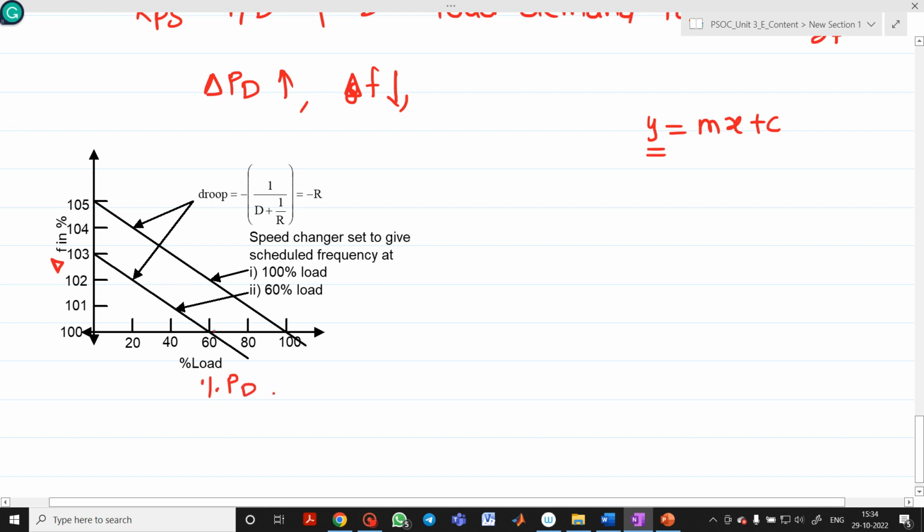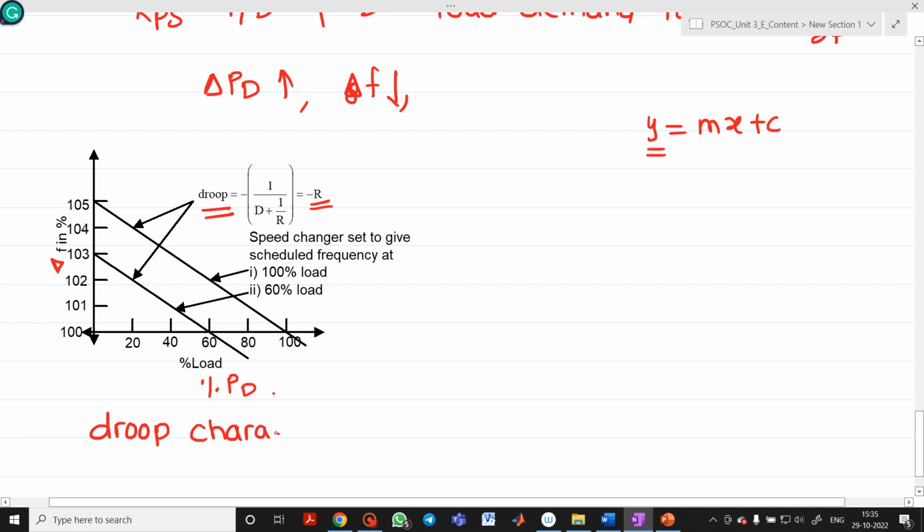If you draw the graph between these two, you will get this particular line, which has a slope, or droop, of minus 1 upon D plus 1 by R, which will be equal to minus R. Why it is minus R, I will tell you later on. This is called the droop, and this particular characteristic is called the droop characteristic.